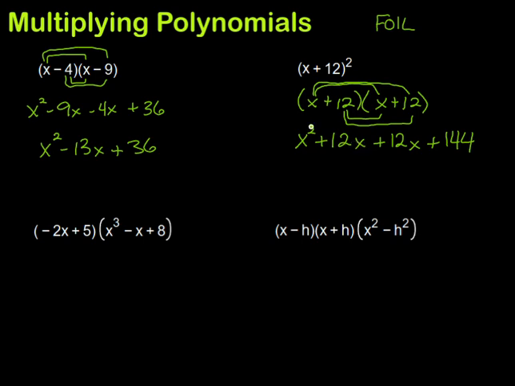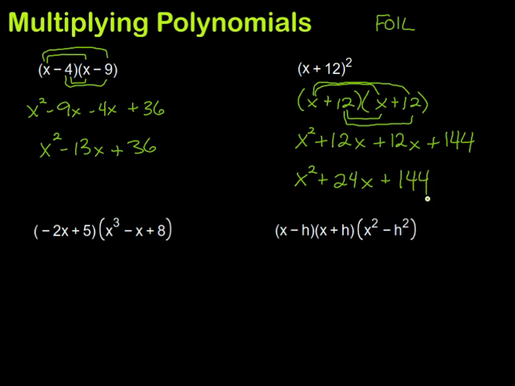Now again, notice if I would have just applied this squared to each piece, I would have gotten those outside terms. I would have gotten the x squared and the 144, but we missed these middle terms. So that's what we miss if we don't FOIL it out like we need to. And so in this case, combine those like terms, x squared plus 12x and 12x is 24x plus 144.